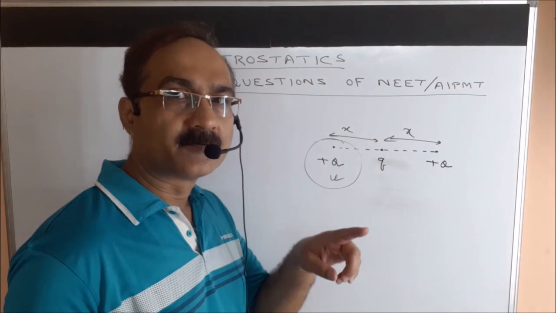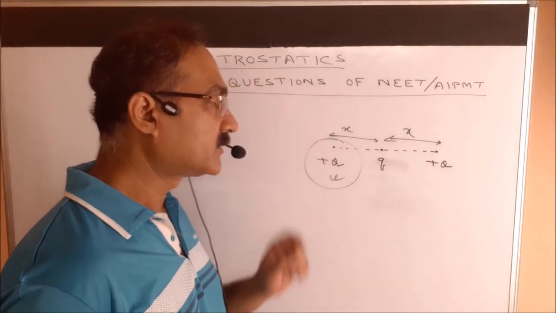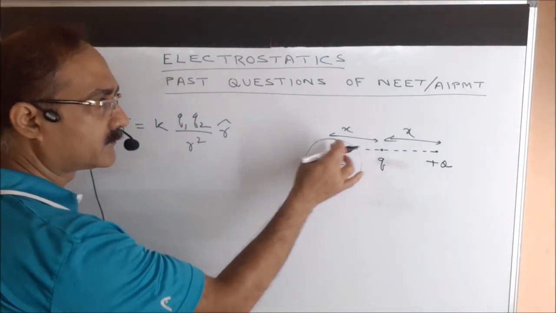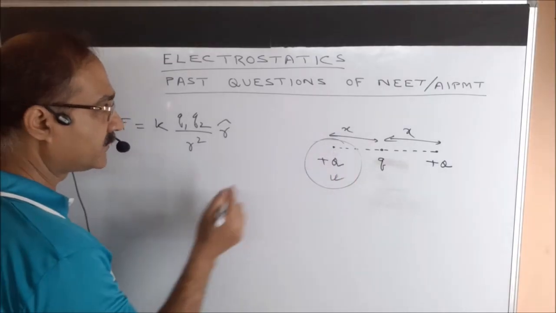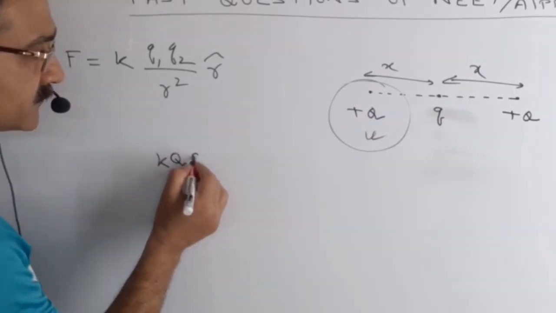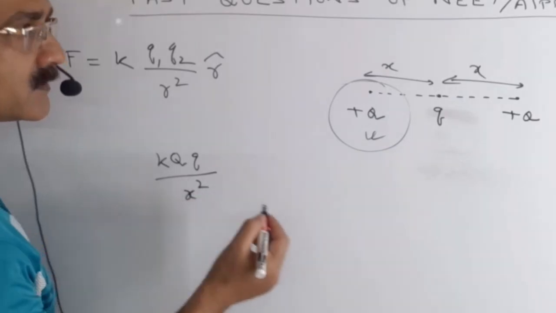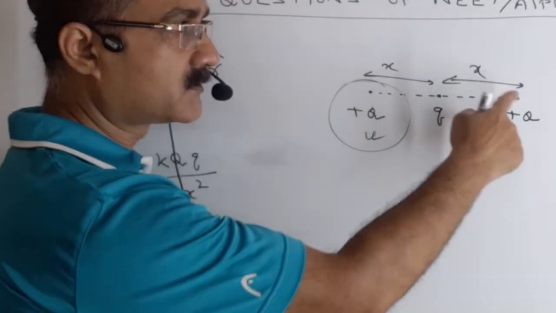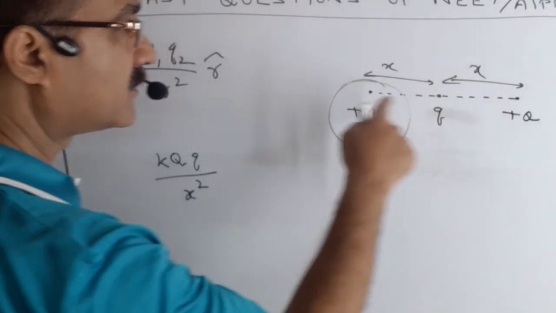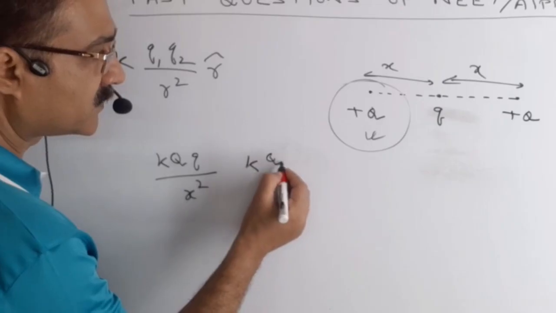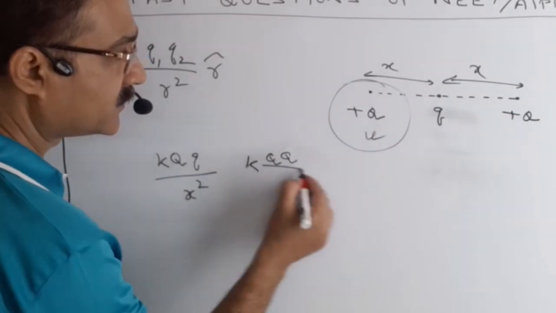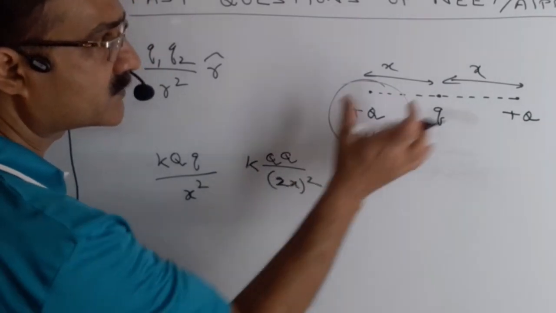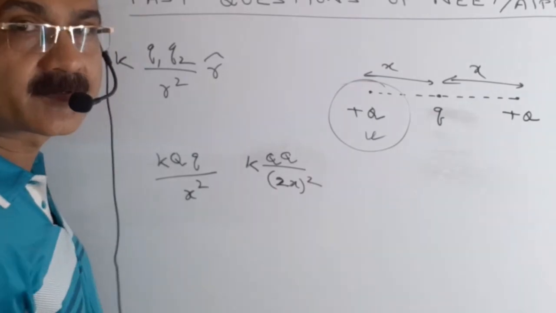It has to be in equilibrium. So what are the forces on it? So this charge is plus Q, this is small q. So the force on this due to small q charge will be, by Coulomb's law, this one. Now this charge will also experience a force due to this charge. How much will that be? k into Q divided by 2x square, because the distance will be now x plus x, 2x square.